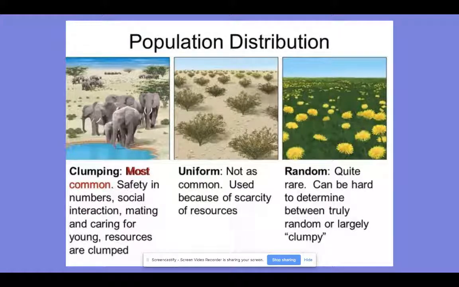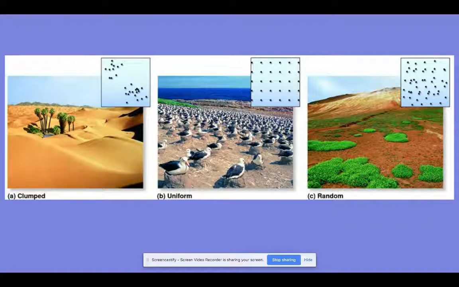We usually see this with animals that need a certain territory, especially nesting birds. That picture in the middle, that bird sitting on their nest. They don't want anyone around them. They will have a certain set of space around them. That's what we mean by uniform.